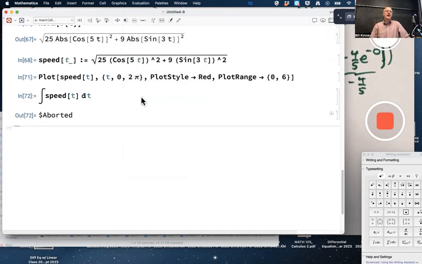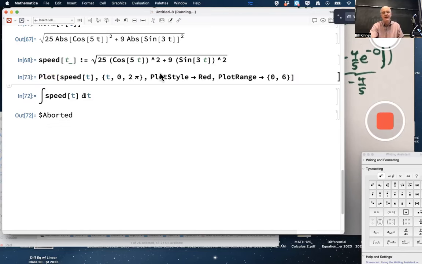There's no elementary antiderivative of the speed function, but the integral still exists. The area under the curve still exists. We'd like to find it. We'd like to find the distance traveled along that Lissajous curve. What do you have to do? You have to do numerical integration. Meaning, by hand, maybe a left-hand sum, right-hand sum, average them, or maybe something more complicated.